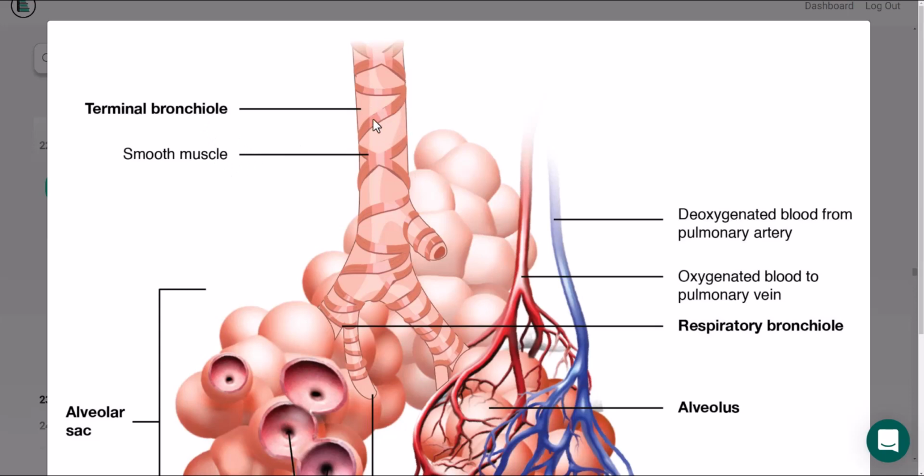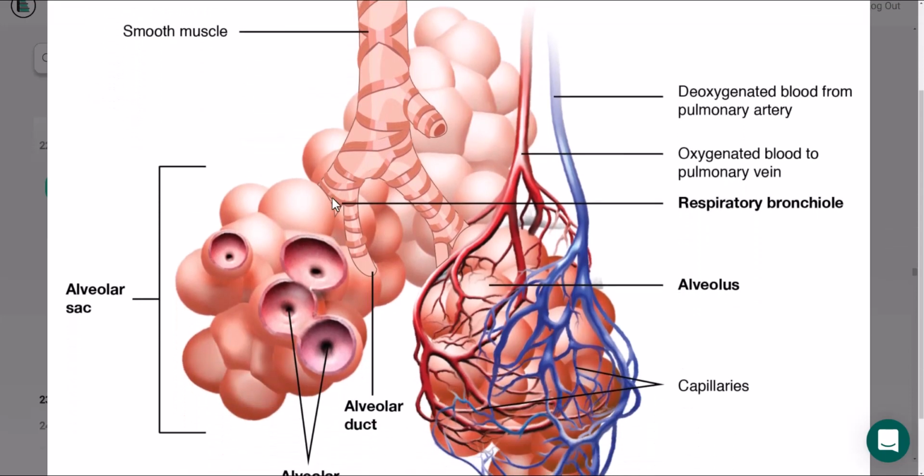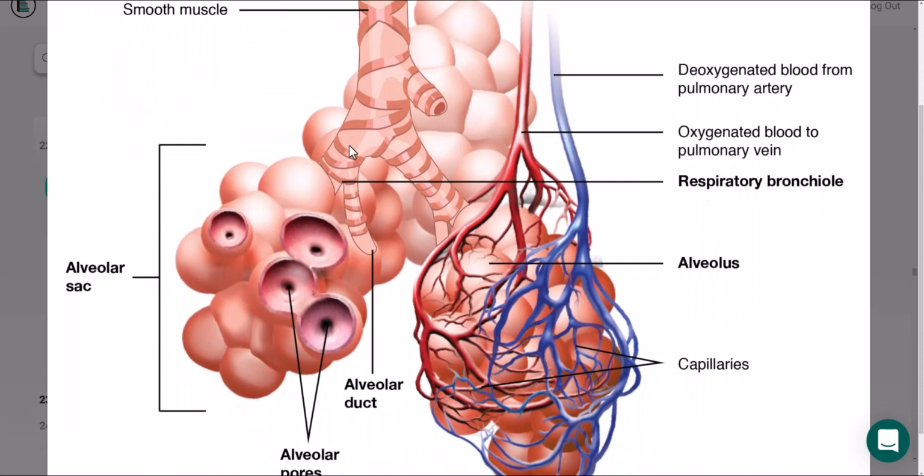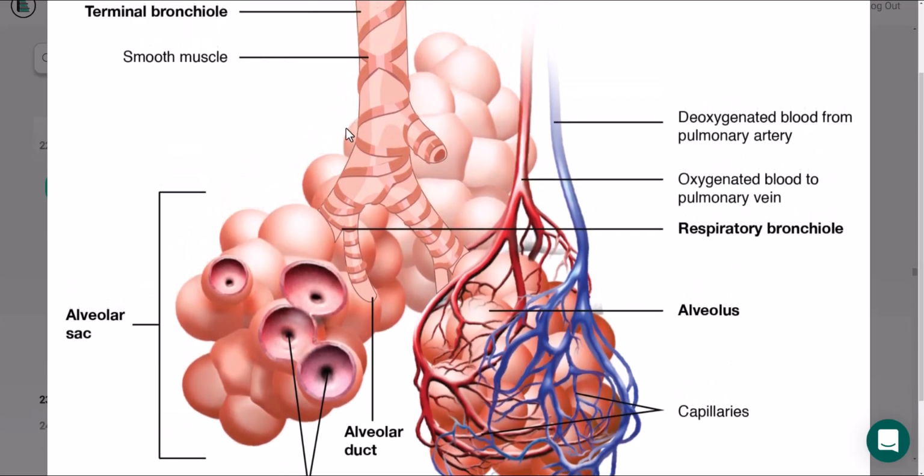There are bands of smooth muscle around the terminal bronchiole. Notice there is no cartilage. I'm drawing a line right here. Everything above this line is conducting zone. Everything below this line is basically respiratory zone. And what you see down here is that you begin to see these little grape-like pouches coming off from the bronchiole. So down here, this is a respiratory bronchiole.